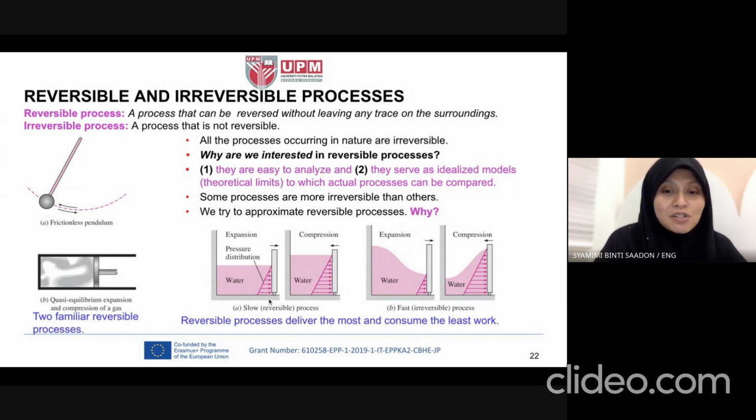So a reversible process delivers the most and consumes the least work. Like the phone just now, we slowly put it down, so the work, the energy that we put in to slowly put down our phone on the floor is very minimal. If we throw our phone drastically, it has to consume a bit of energy, right?